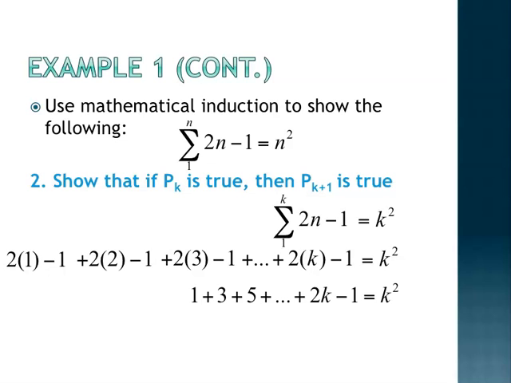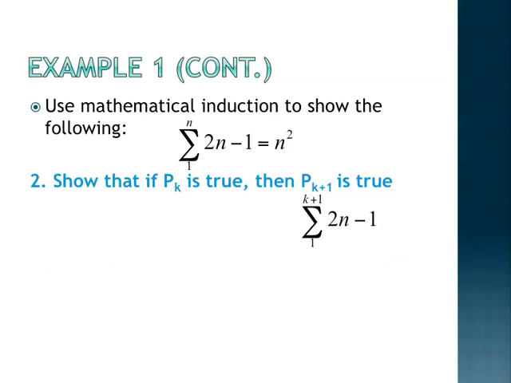Okay, so you can think of this as part B of step 2. Now we're going to write out P sub k plus 1. So instead of being from 1 to k, it's from 1 all the way to k plus 1.